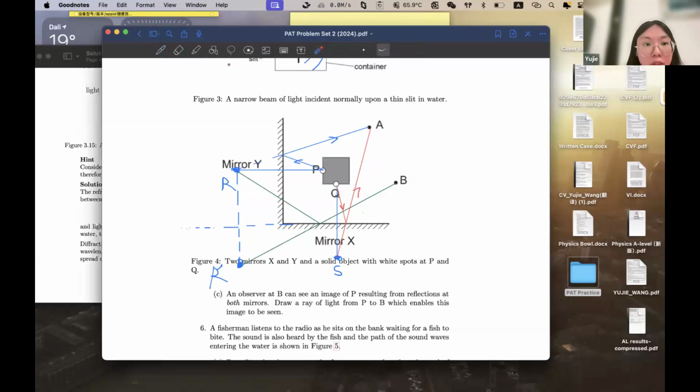So the final light ray goes from point P to this point of reflection, and it's reflected to a light ray that goes this way, and it's reflected again at this point, and finally arrives at the observer B.